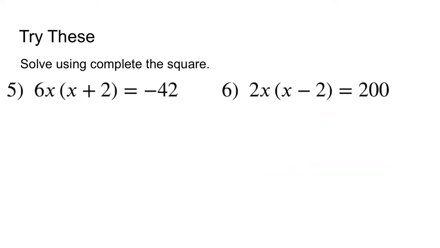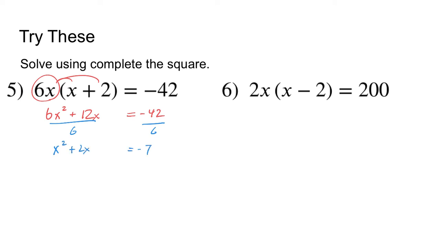Let's go on. How about number 5? I told you, don't let this form trick you. So the first thing you want to do is distribute that 6x into the parentheses. And you get 6x squared plus 12x equals negative 42. Now it looks like the last problems we've just been doing. So you'll divide both sides by 6.